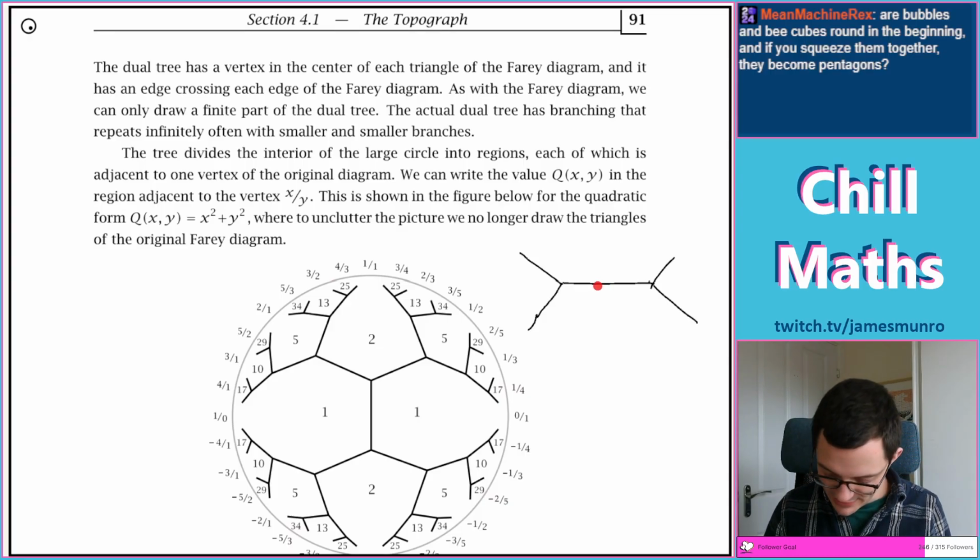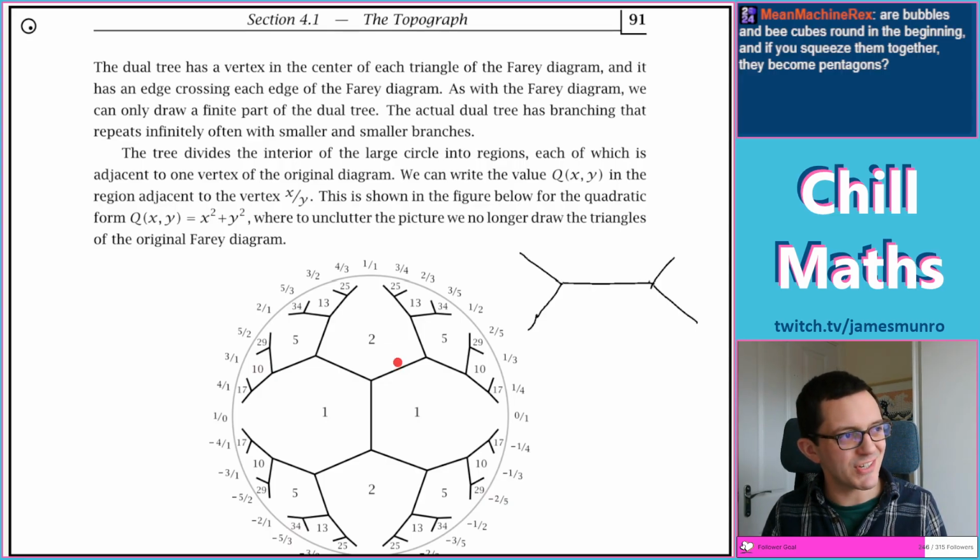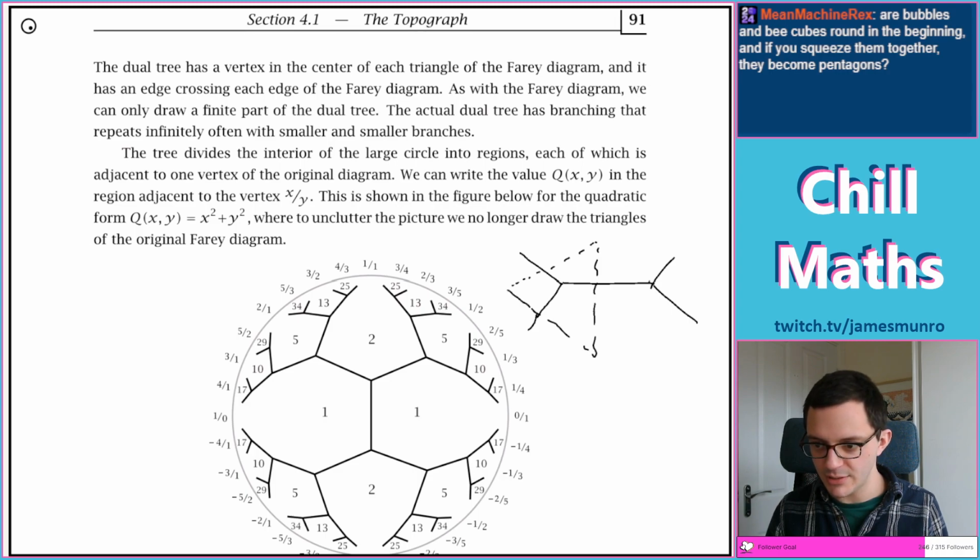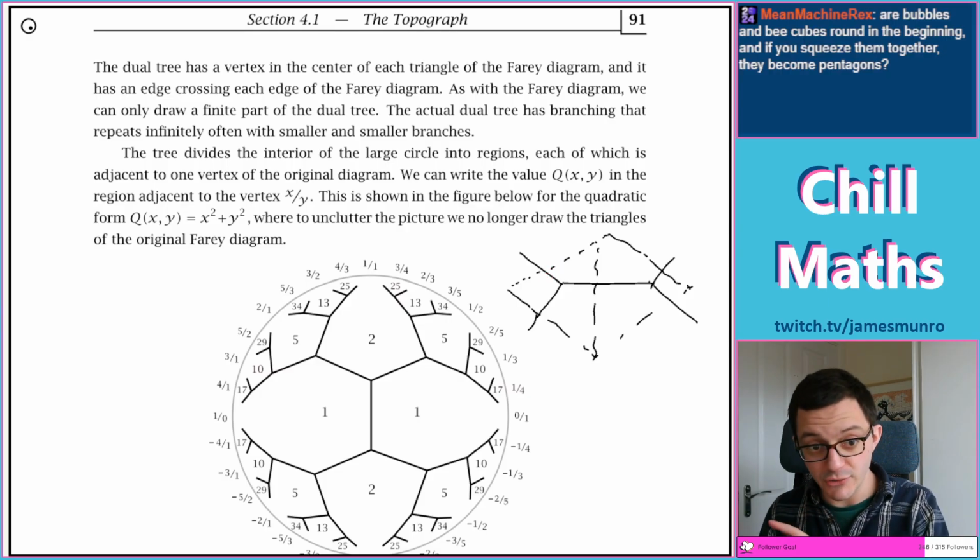So yeah, lines in this diagram mean we're crossing an edge, because they're joining up triangles. So there's edges that go from this one to this one to this one to this one. And over here, there's edges that go around here. And then each of those dotted edges means AD minus BC is 1. So we know lots of facts.